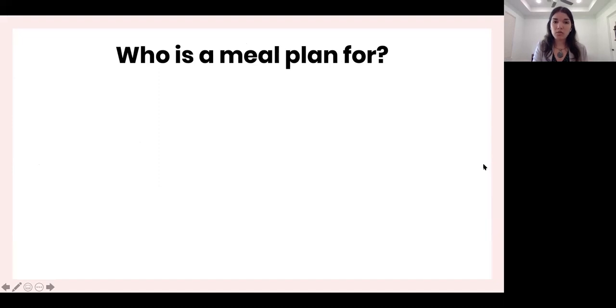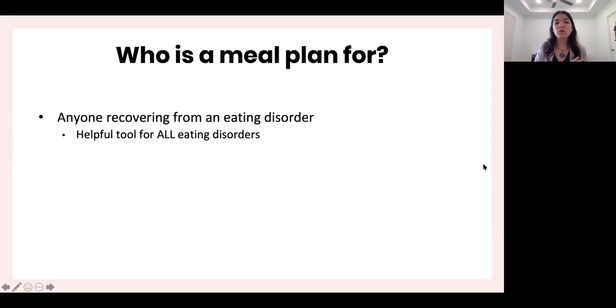So who is a meal plan for? A meal plan is for anyone recovering from an eating disorder, and it's a helpful tool for all eating disorders. Like I mentioned, and we'll get into this later, it's not necessarily something you have to adhere to the rest of your life. We don't want to make it something that's super strict, but it's there as a tool.